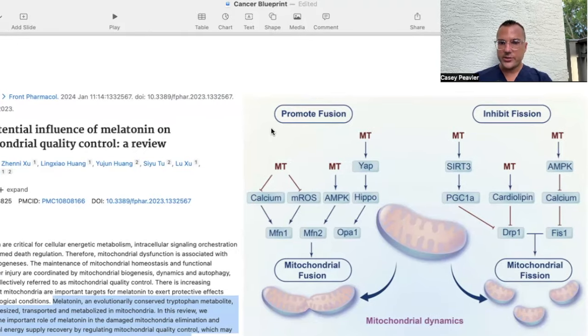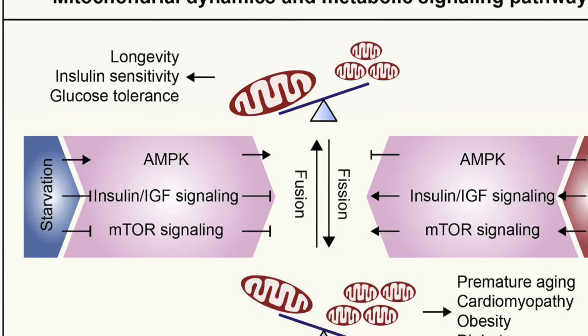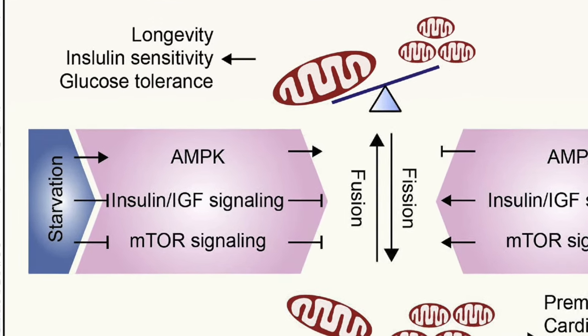So let's take a look at this diagram here in a little more detail. We see that MT stands for melatonin. In general, as a gestalt, melatonin is going to promote mitochondrial fusion, and it's going to go through a variety of pathways: inhibition of calcium overload, inhibition of excess mitochondrial reactive oxygen species. It's going to work through AMP kinase, AMPK. It's going to work through this Hippo pathway, which is going to recruit downstream proteins, which we talked about during the mitochondrial dynamics series, OPA1, mitofusin 1 and 2, which is going to promote mitochondrial fusion and have its beneficial downstream effects of more efficient mitochondrial ATP production, et cetera.